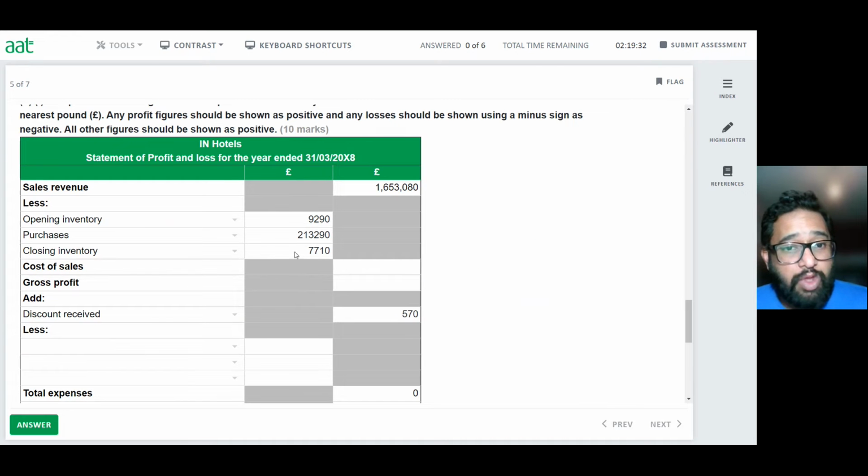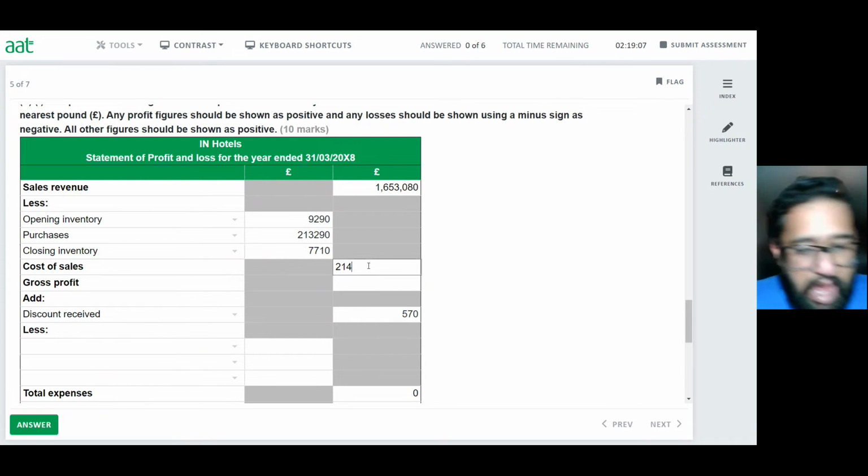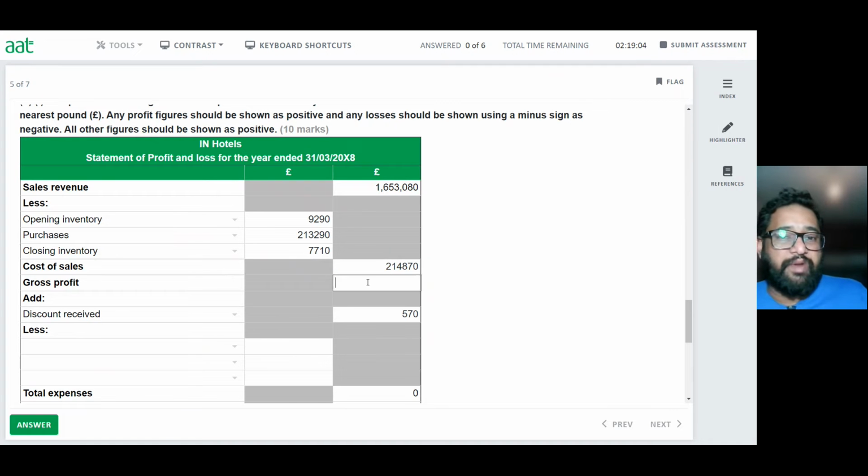So here, even though the closing inventory comes off in the cost of sales calculation, it doesn't mean we have to put a negative figure here. We will leave that as a positive figure, and the amount will be the opening inventory 9290 plus 213,290 minus 7710. I'm getting 214,870. And then my gross profit is going to be that minus the sales revenue 1,653,080.